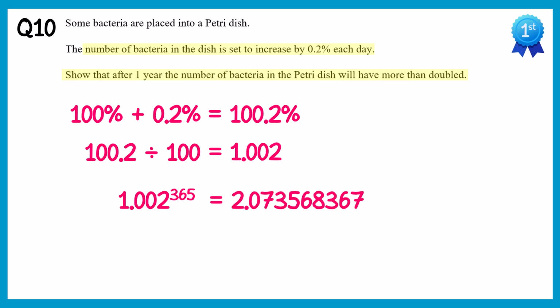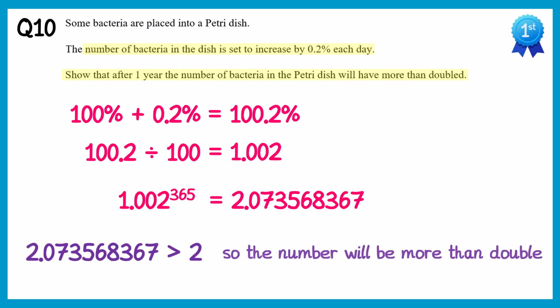So in this question, we would multiply the number of bacteria by 2.073568367. Now when you multiply a number by 2, it doubles, and this number's bigger than 2, so it must have more than doubled. So to finish this question, we just need to mention that this number is greater than 2. So the number will more than double.